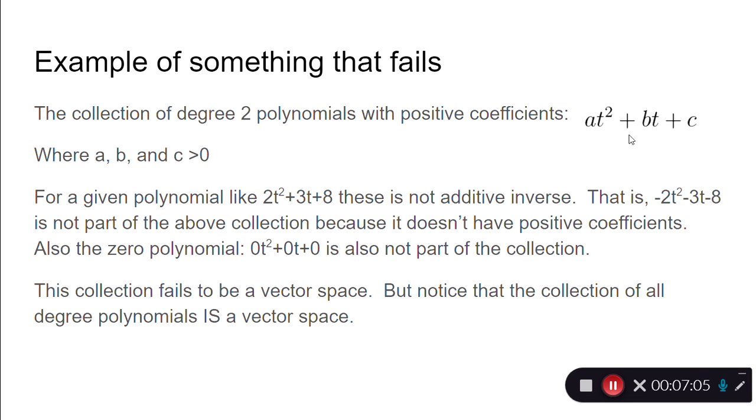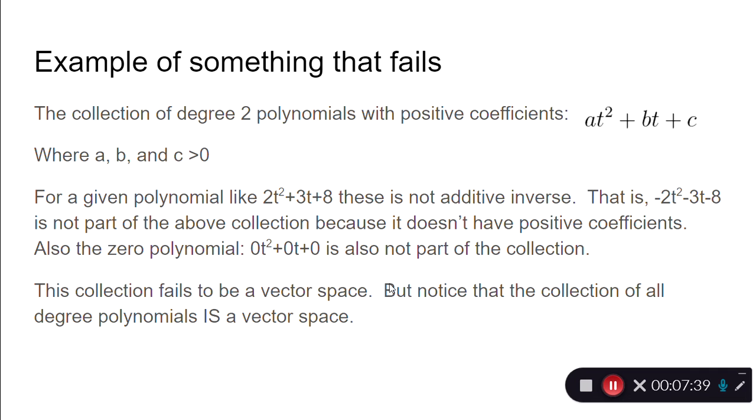So this fails to be a vector space because there's not an additive inverse, for example. So if you have the quadratic 2t squared plus 3t plus 8, the additive inverse, minus 2t squared minus 3t minus 8, is not in this collection. It's not in there. So that fails. Also, 0t squared plus 0t plus 0 is also not part of this because 0 is not positive. It's neither positive nor negative. So that's an example of something that fails.